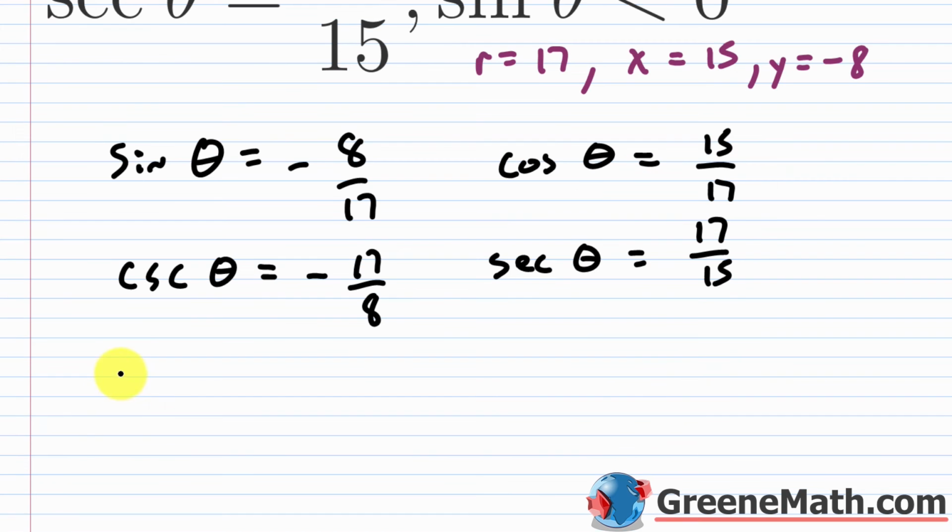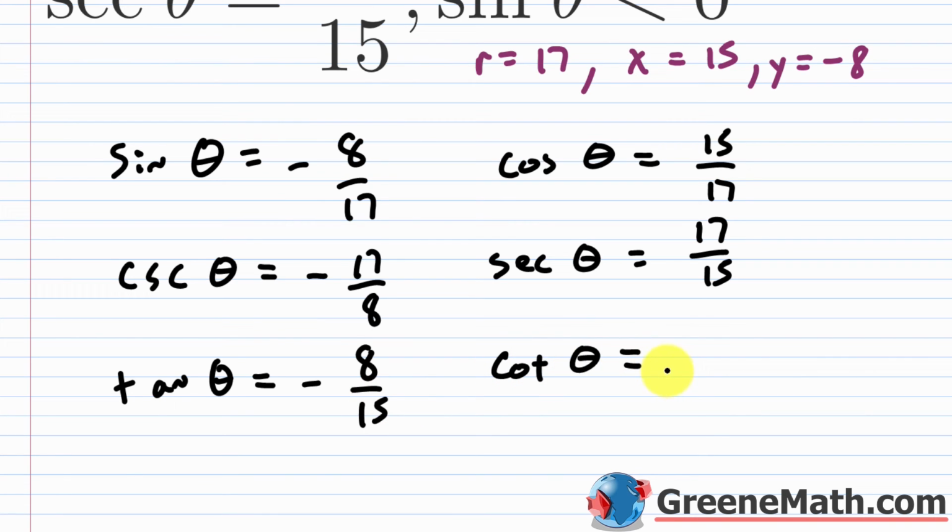Then we can say that our tangent of theta is going to be y over x. So that's negative 8 over 15. Let me make this 5 a little bit better. And then the cotangent of theta is equal to, take the reciprocal of this, so negative 15 over 8.